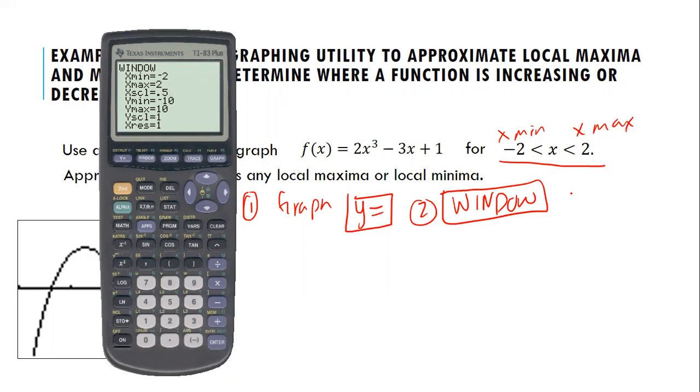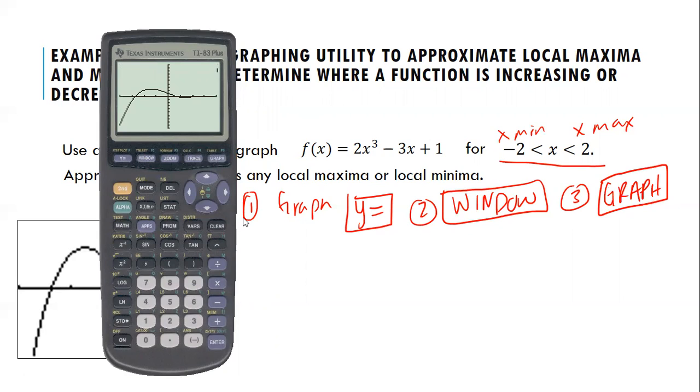So then step 3 is to graph. And how do I graph? By pressing graph. So recapping what we've done so far, step 1, we put in y equals. Step 2, we changed our window to match our restrictions. And step 3, we're going to press graph. Okay? I hit graph, and show your neighbor if your calculator looks like this.